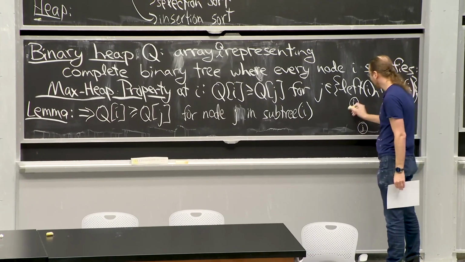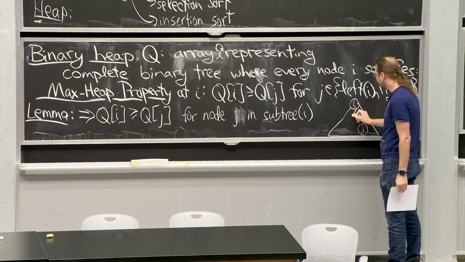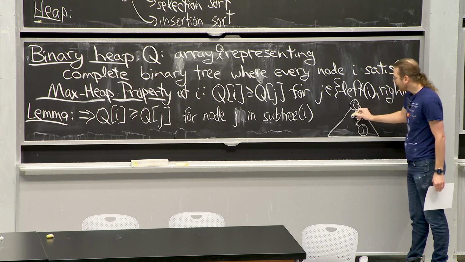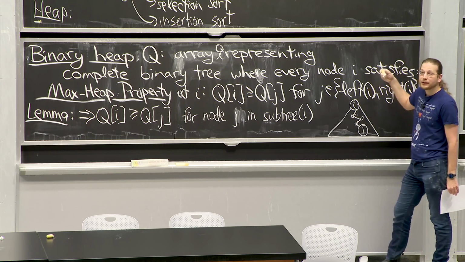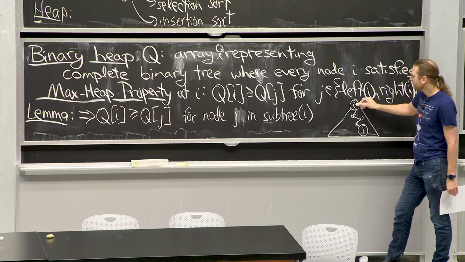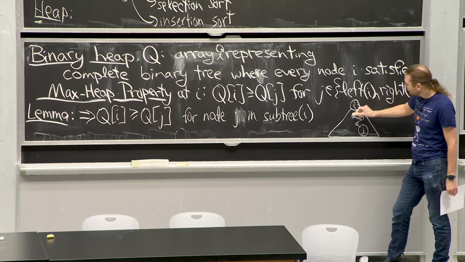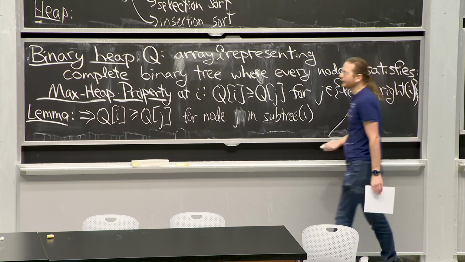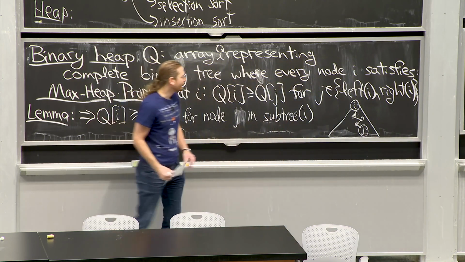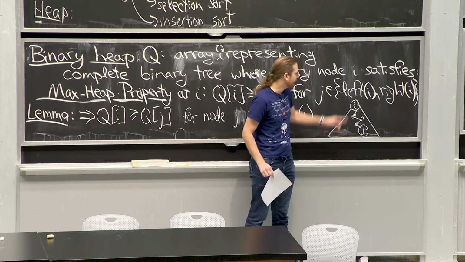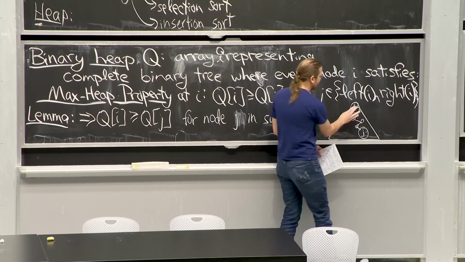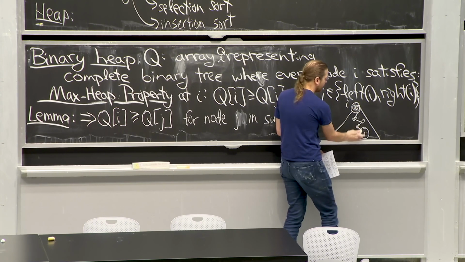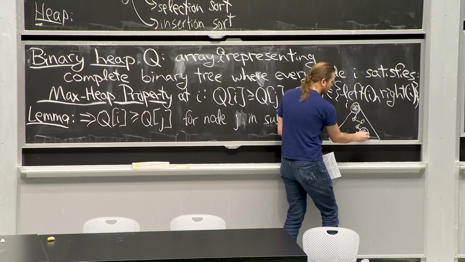If you have two nodes I and J, and J is somewhere in the subtree, that means there's some downward path from I to J. You know that for every edge we traverse on a downward path, our key goes down, non-strictly. So every child is less than or equal to its parent. I is greater than or equal to this, is greater than or equal to this, is greater than or equal to this, is greater than or equal to J. By transitivity, the key in I is greater than or equal to the key in J. This is what we're calling I, the index. This is what we would call Q of I. This is index J, Q of J.